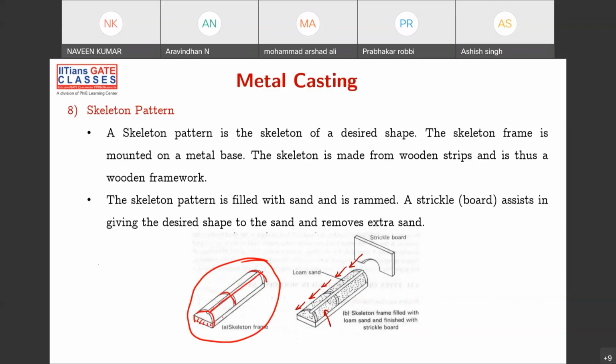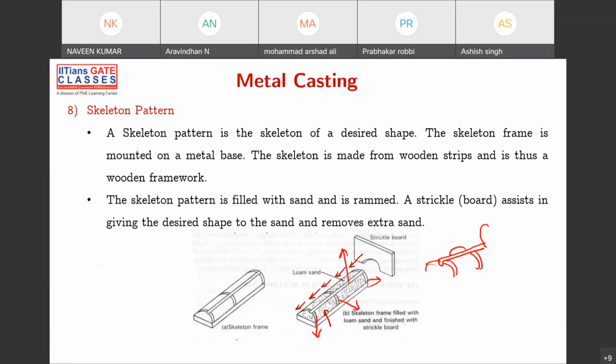Now you put sand into this, because there is a space here. You're putting sand, and then with a strickle board you sweep off the extra sand, and the sand takes exactly this shape. Now you slowly remove this wood. Once you remove this, obviously you have some kind of path like this.